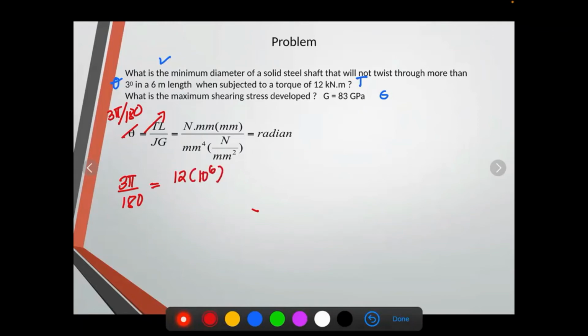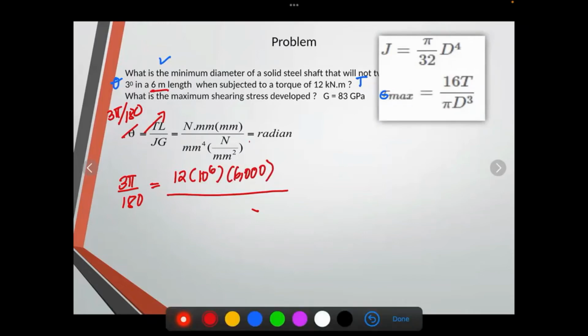And then, your length is 6 meters. Again, convert it into mm. So, times 6,000. And then, your J. J for circle, I think, yan. The J for circle is pi d raised to the 4th over 32. So, pi over 32 d raised to the 4th. That is the only unknown.